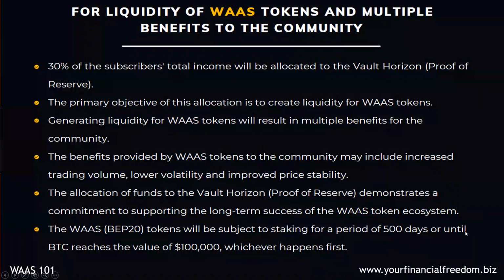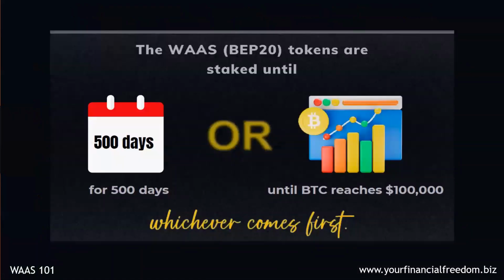The WAS BEP20 token will be subject to staking for a period of 500 days, of which 100 and some days, 30 days have been spent already. So 500 days, or until BTC reaches $100,000, whichever happens first. So if tomorrow, I would say tomorrow, it is not possible. But if in the next 6 months, Bitcoin reaches $100,000, then whatever is in the Vault Horizon will be released to you. Okay? 500 days or until BTC reaches $100,000, whichever comes first.